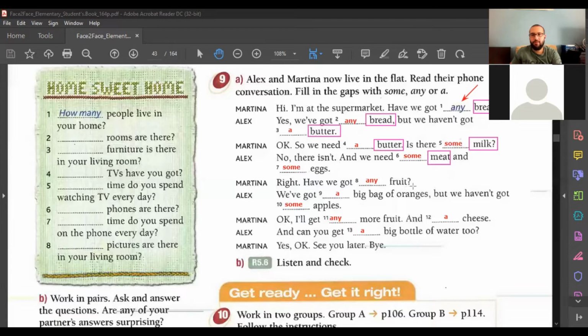What about fruit? Fruit is uncountable. Correct. Big bag of oranges. What do you think?